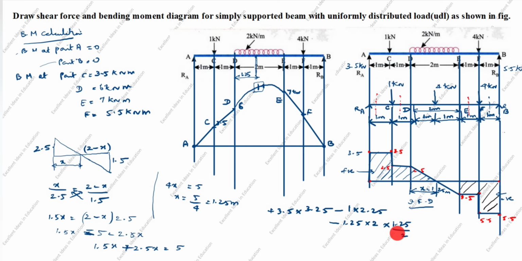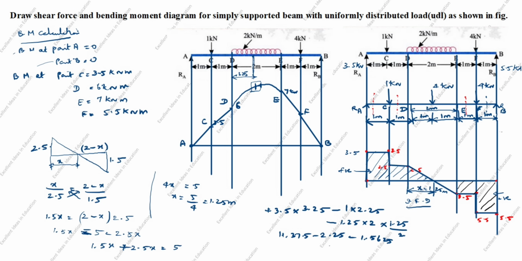Now we will multiply 3.5 into 3.25, which is 11.375. Next, minus 1 into 2.25 is minus 2.25. Next, minus 1.5625. The result equals 7.56 kilonewton meter.